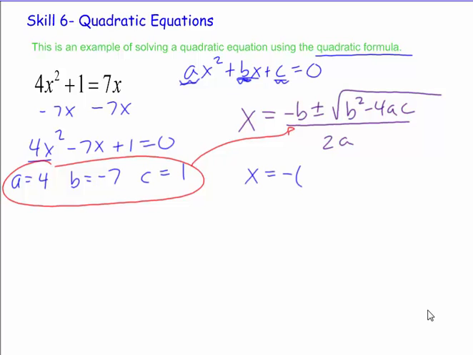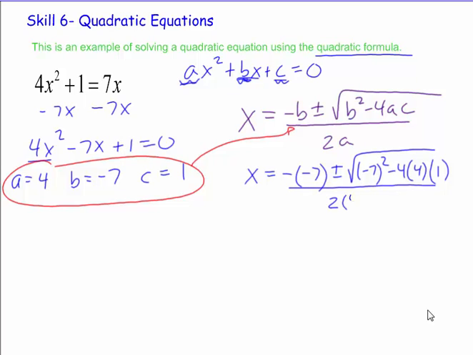So I'm going to put parentheses around it. I like to put parentheses around it to show that that's what I'm substituting in. So for our b, we have negative, and then our b itself is negative 7, plus or minus negative 7 squared minus 4 times a, which is 4, and our c is 1, all over 2 times a, which is 2 times 4.